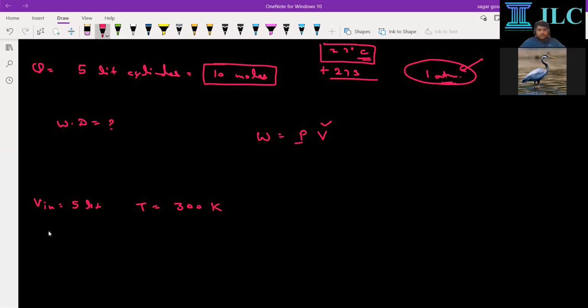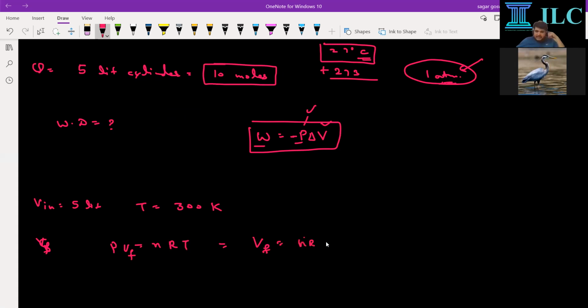But we don't know the final volume, because the formula is minus P into delta V. Minus P we already know, P is 1 atmosphere, but delta V we don't know, because we need to know the final volume. So we can say PV is equal to nRT. If PV is equal to nRT, we can find the final volume, V equals nRT upon P. n is 10. R is a constant, its value is fixed, 0.0821, the gas constant always.